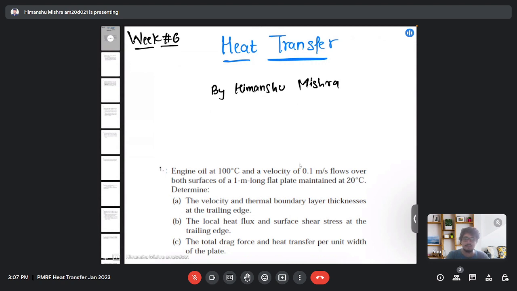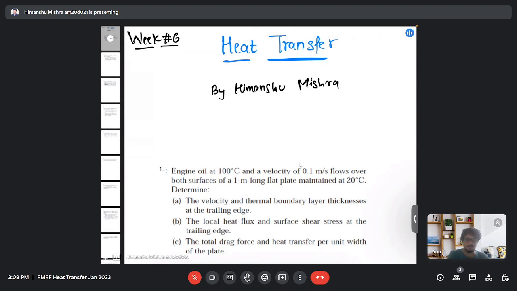So we will look at some problems related to external convection as well as a few problems from internal convection. And then next week we will be slowly moving to internal convection alone. So let's start today's tutorial. We will be solving numerical questions in this tutorial.